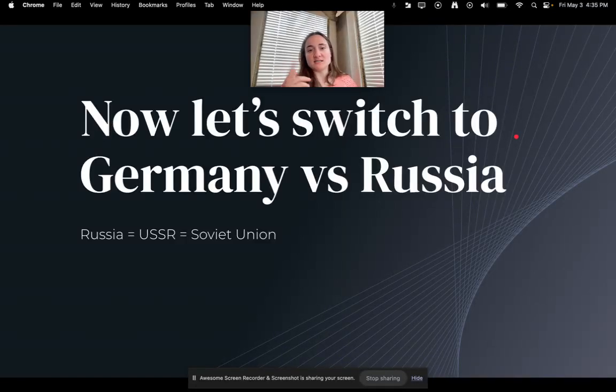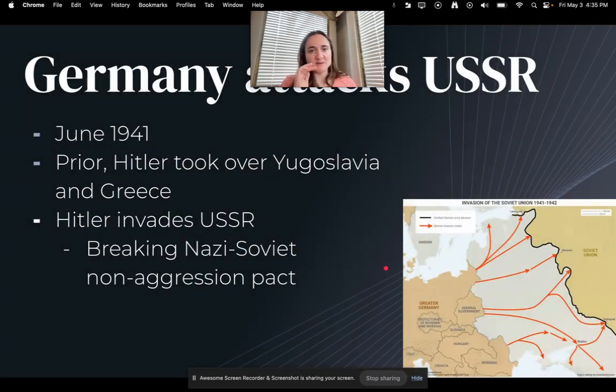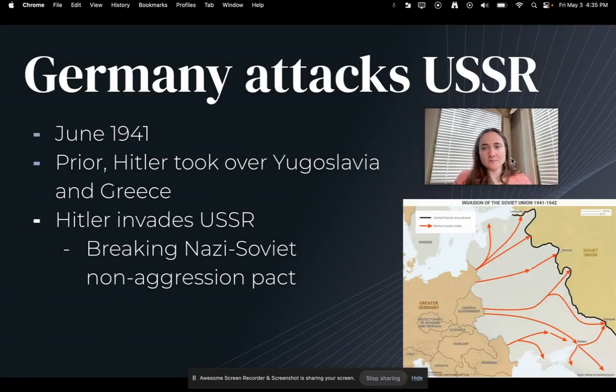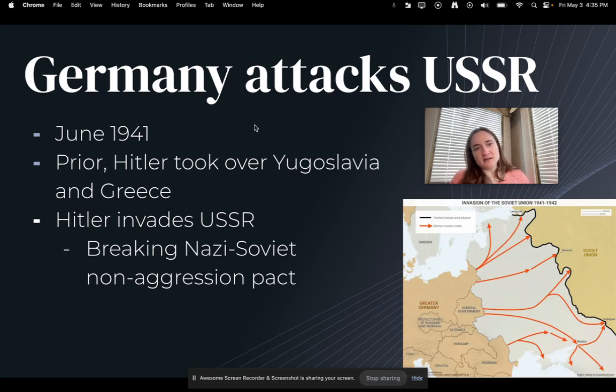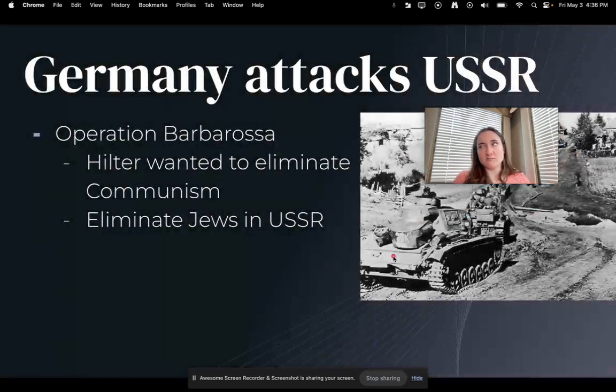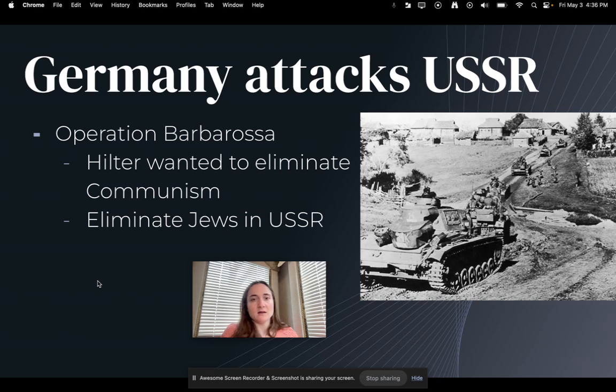All right, now let's switch gears. Let's switch to Germany versus Russia, because we haven't talked about Germany versus Russia for a little bit. One thing, like I said before, Russia, USSR, and Soviet Union, they all mean the same thing, just FYI. Just 3 different names, but same country. So Germany attacks Russia. That was in June of 1941. Prior to that, Hitler took over Yugoslavia and Greece, which is kind of down here off the map a little bit. So Hitler wants to invade Russia, which would then break that Nazi-Soviet non-aggression pact that we talked about in lesson 9 or lesson 10, one of them.